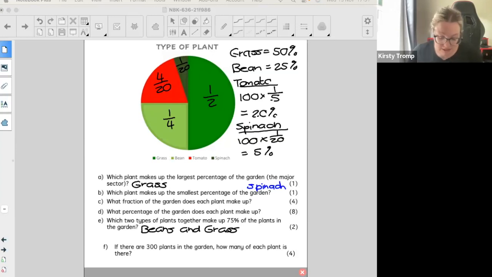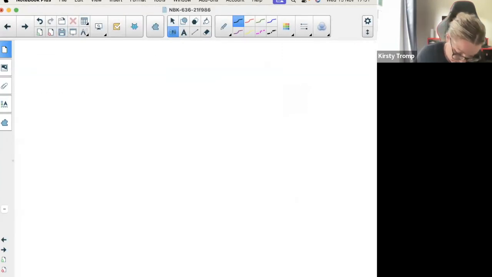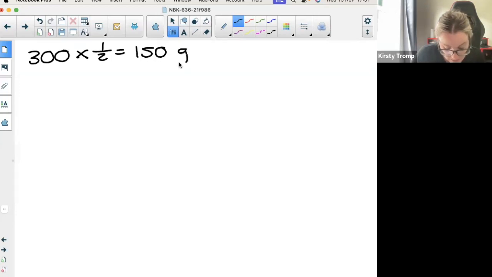All right. So let's go help you out here. If there's 300 plants all together in the garden, and 50% of the plants is grass, then I'm going to add a piece of paper in here for us. So we got 300 times by a half, or we could say times by 50%, gives us 150 grass.